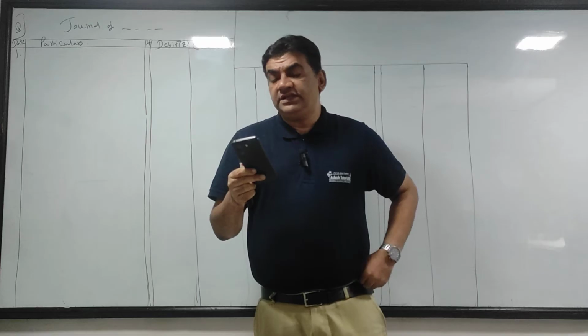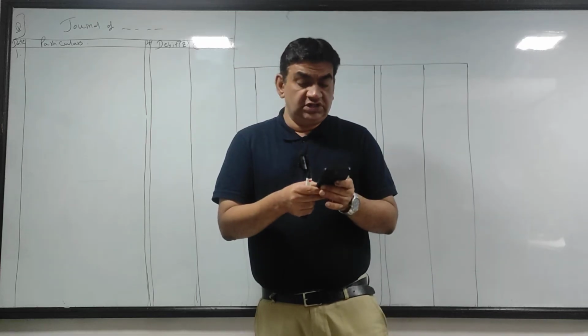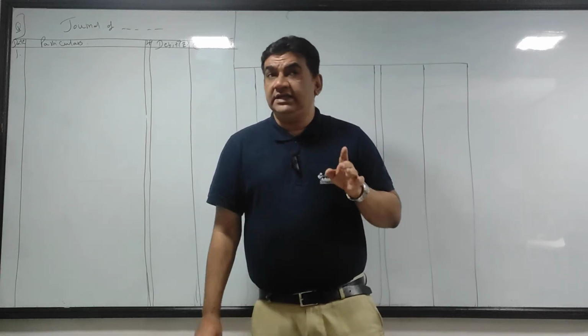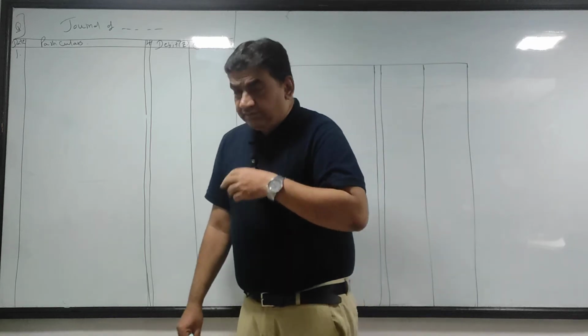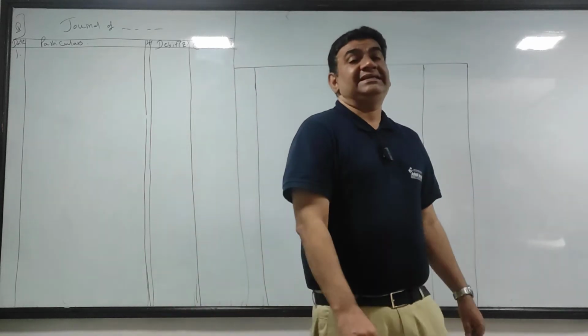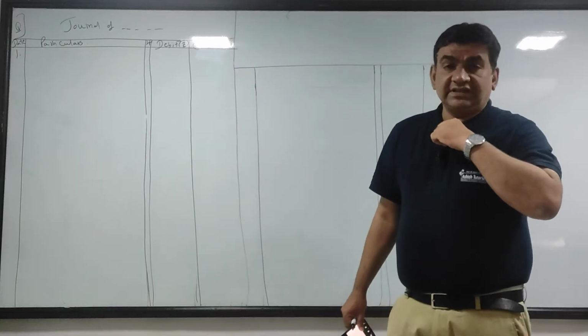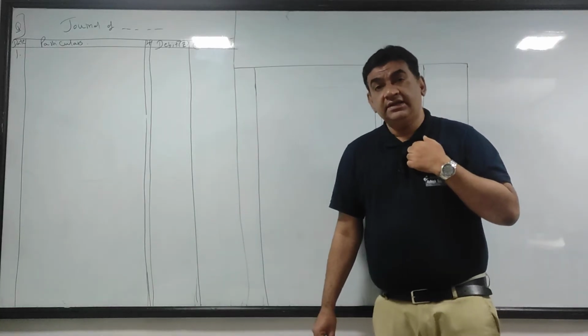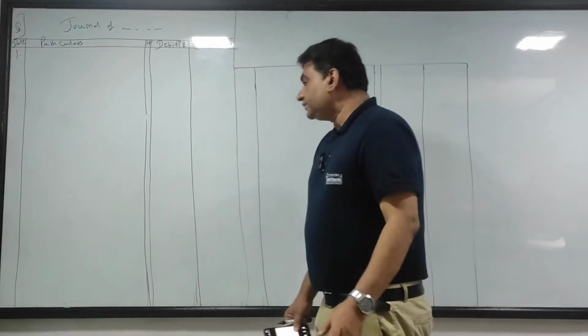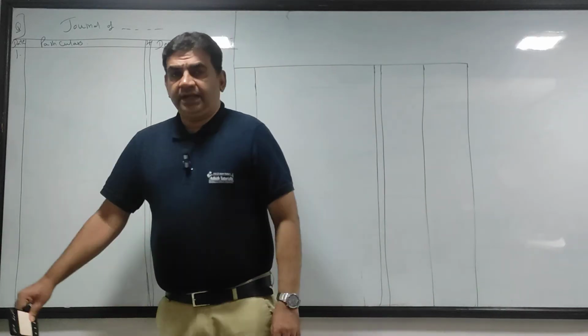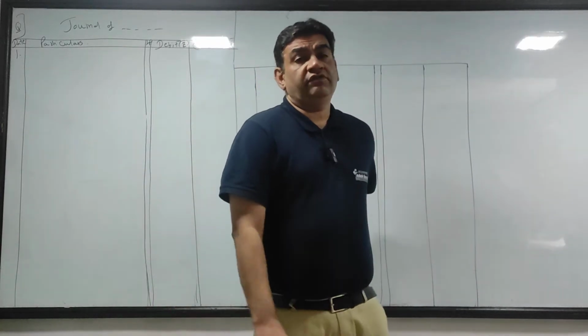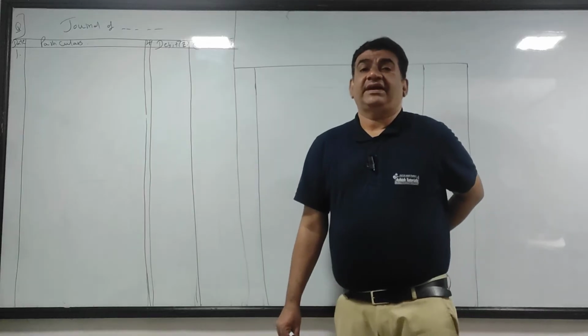From the following transactions, pass necessary journal entries under integrated system. Remember, we are doing this chapter, first chapter, integrated. After that, next will be non-integrated. Again, I'll repeat. What is integrated? Integrated is combination of cost accounts and financial accounts.